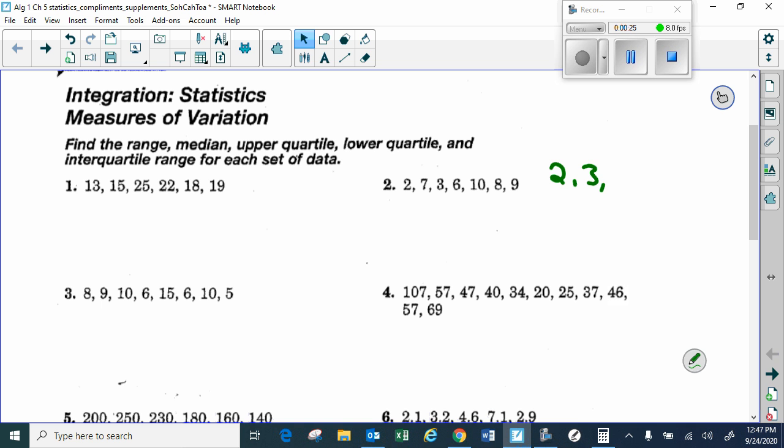2, 3, 6, 7, 8, 9, and 10. Now I count, make sure I have the same number. 1, 2, 3, 4, 5, 6, 7. That way I made sure I didn't forget any of them. Okay, so there's 7 of them. That's an odd number. That means there's one exact middle number.